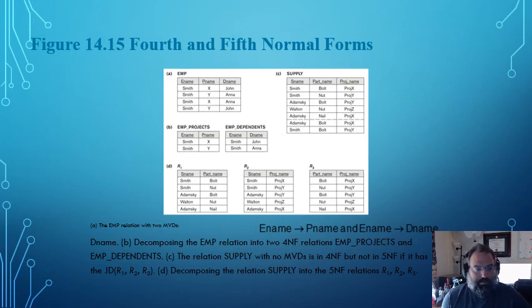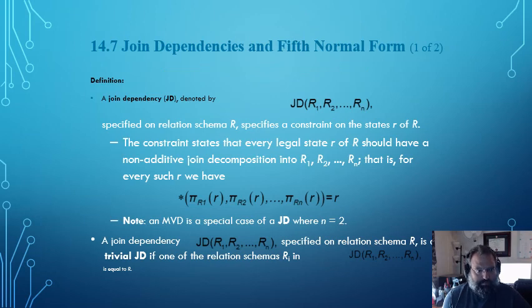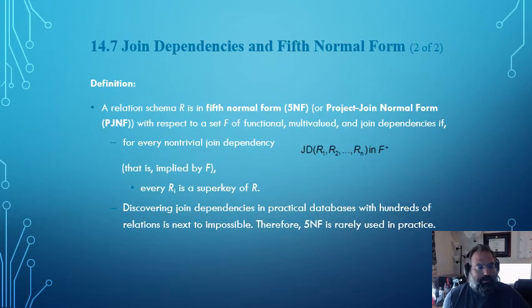Figure 14.4 is about fourth and fifth normal forms. Section 14.7, join dependencies and fifth normal form. This is the definition of a join dependency. A relational schema R is in fifth normal form, or project-join normal form, with respect to a set F of functional, multi-valued and join dependencies if for every non-trivial join dependency that is implied by F, every R sub i is a superkey of R.